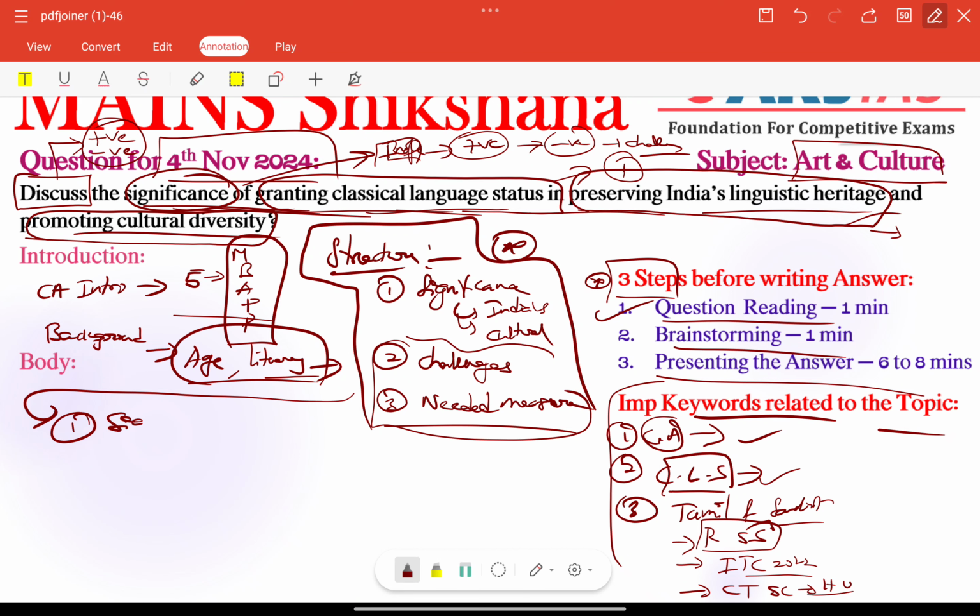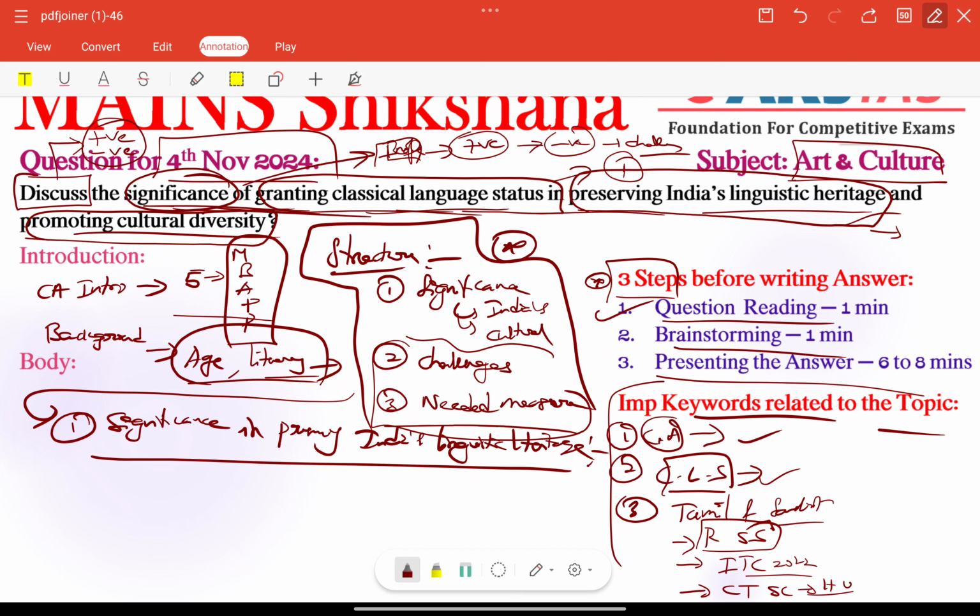First important thing is significance, right? Significance especially of granting classical languages in preserving India's linguistic heritage. These types of keywords we need to address here, as mentioned in the particular question. As for the side headings, we need to give whatever is mentioned in the question only, right?